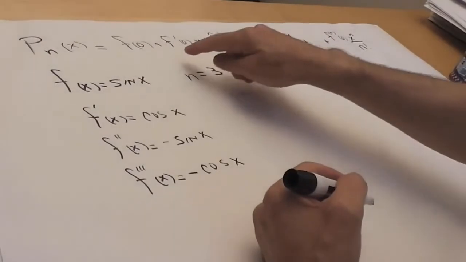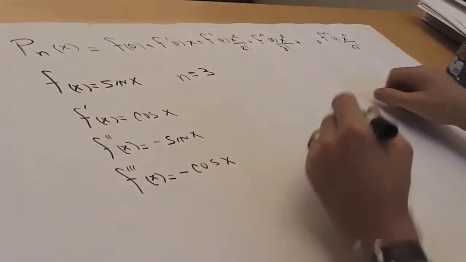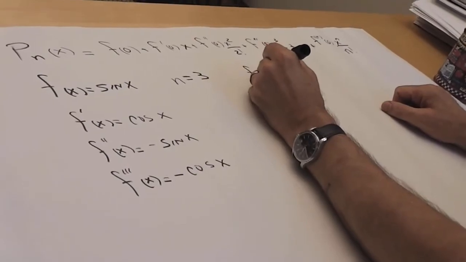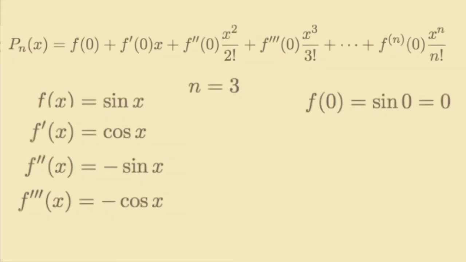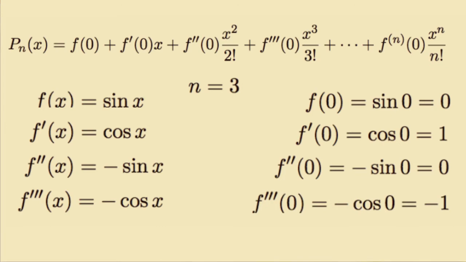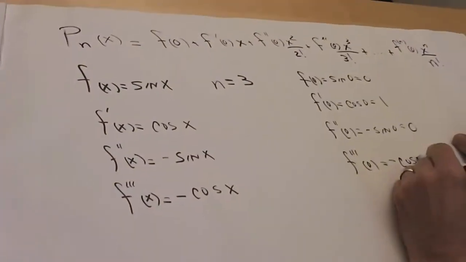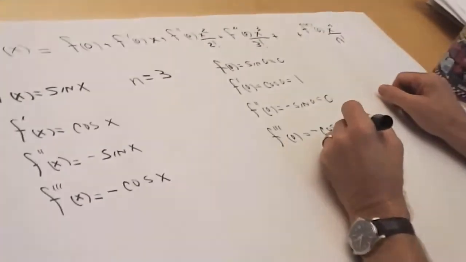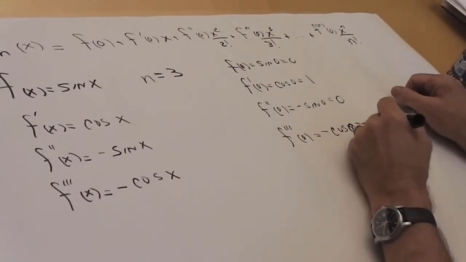Before we can put this into the formula, we have to evaluate each of these at 0. So we'll do that over here. F of 0 is the sine of 0, which is 0. F prime of 0 is the cosine of 0, and that's 1. F double prime of 0 is negative the sine of 0, and that's 0 again. And f triple prime of 0 is negative the cosine of 0, and that's negative 1.